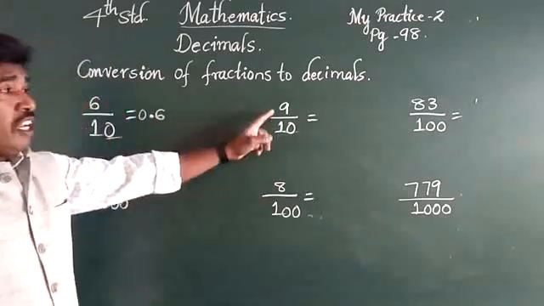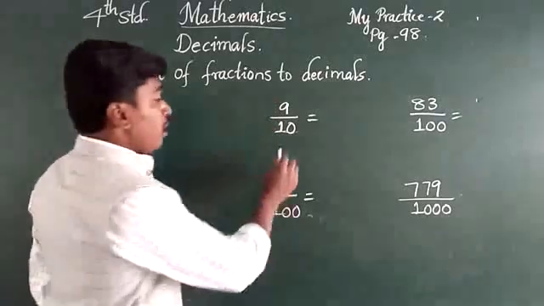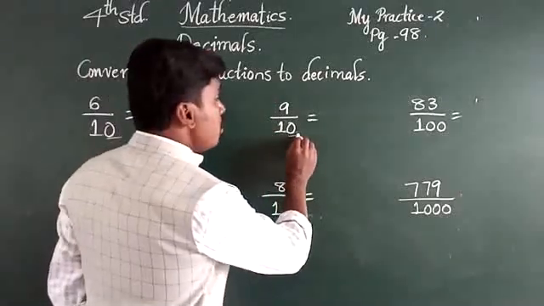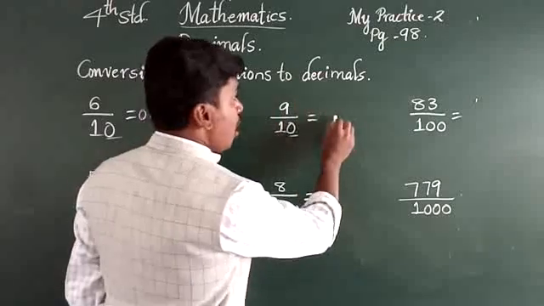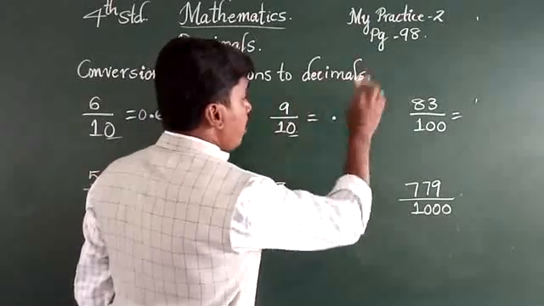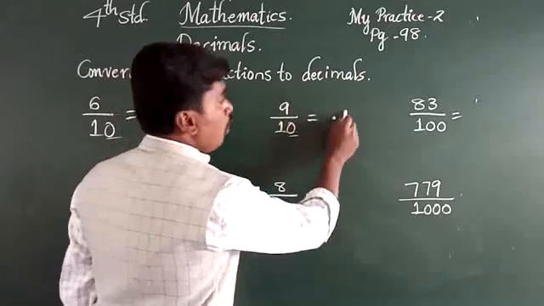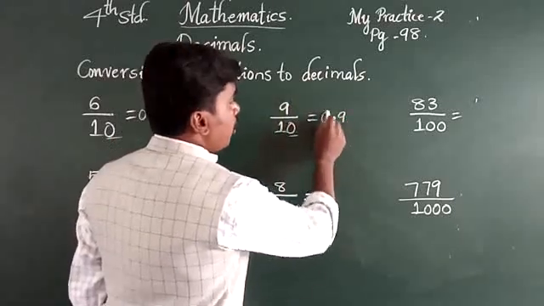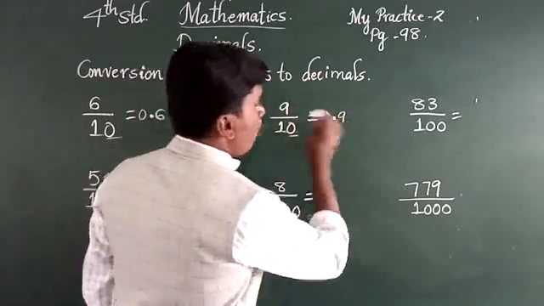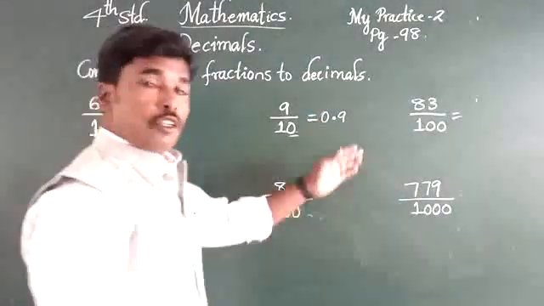So in the same way, can you do the second one? Here in the denominator only 1 zero. That means after the decimal point, one digit will come. What is the digit here? It is 9 only. Here you write 0. That means 0.9.